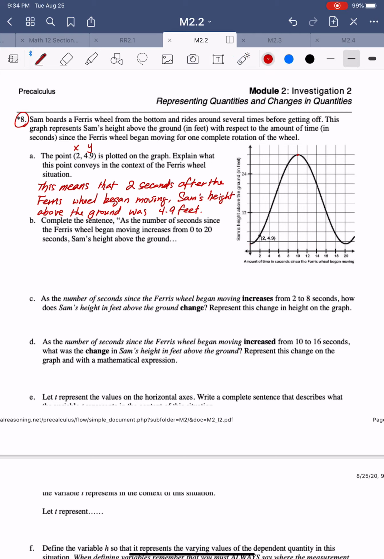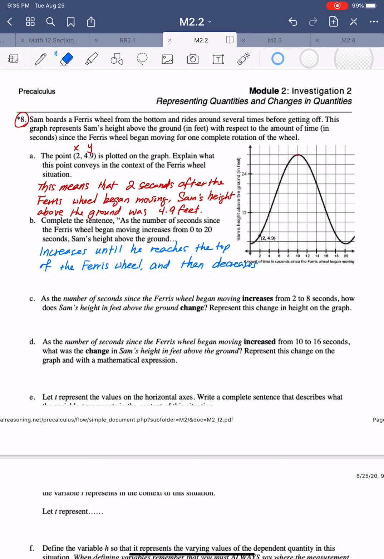Okay, so I can say that as t increases, Sam's height increases until he reaches the top of the Ferris wheel, and then decreases until he reaches the bottom of the Ferris wheel.